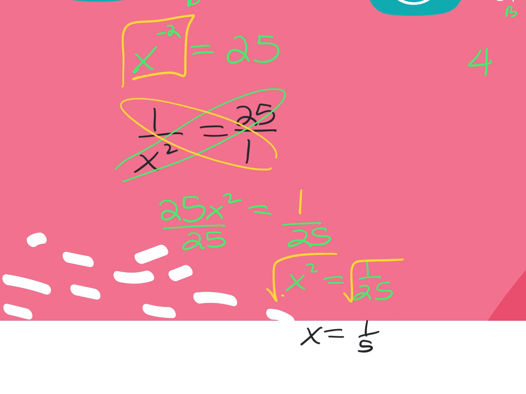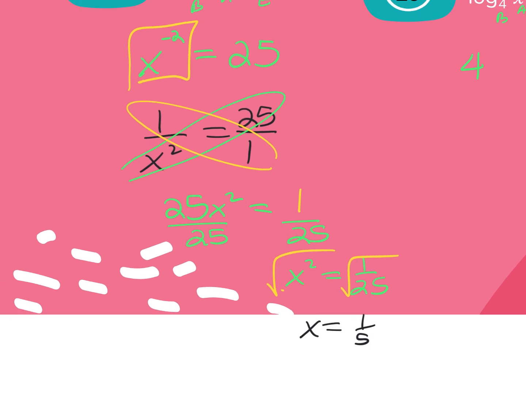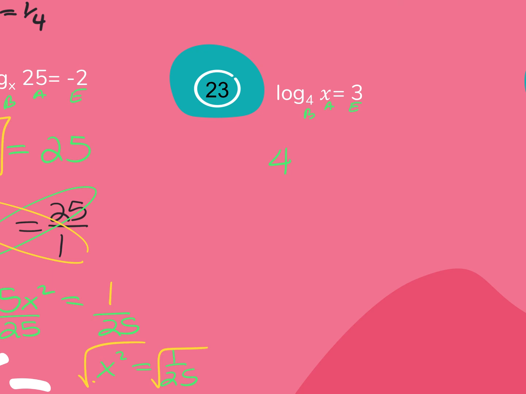And then next one where I started it. So again, BAE still. I'm going to take the base, raise it to the 3rd power, and set it equal to x. Nothing to solve here. I just have to simplify what 4 to the 3rd power is, and that's 64.